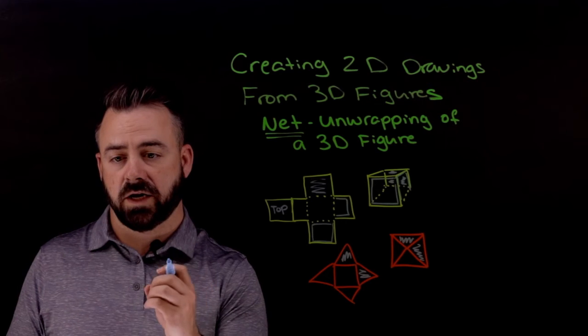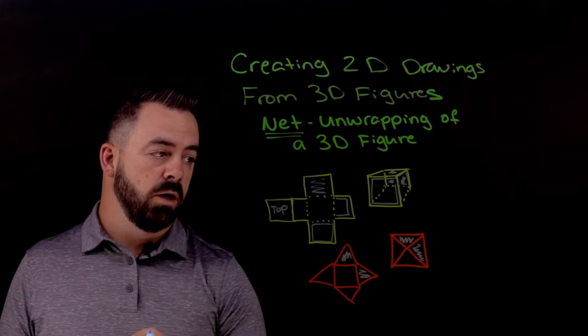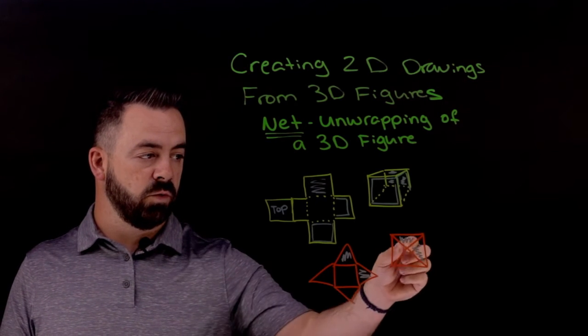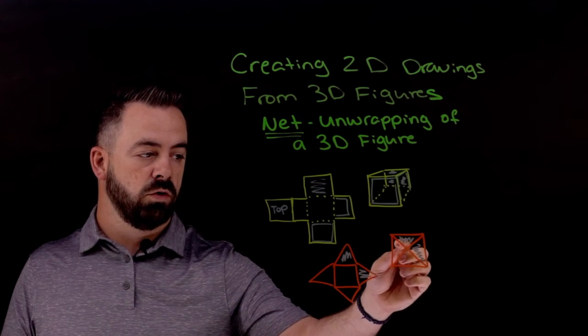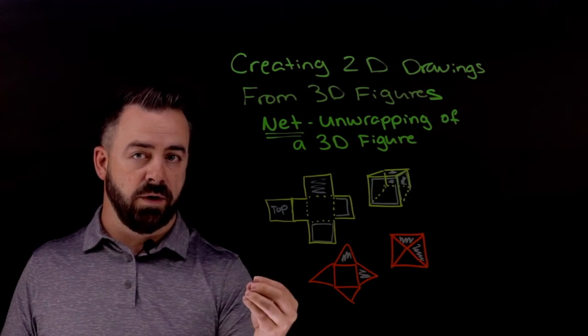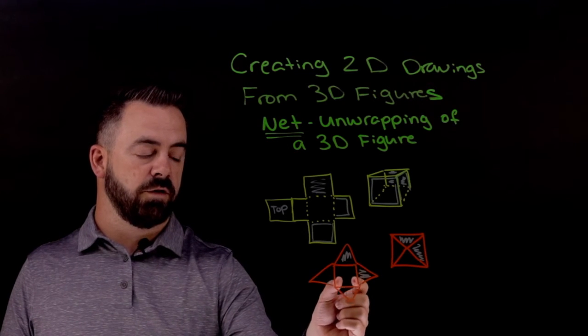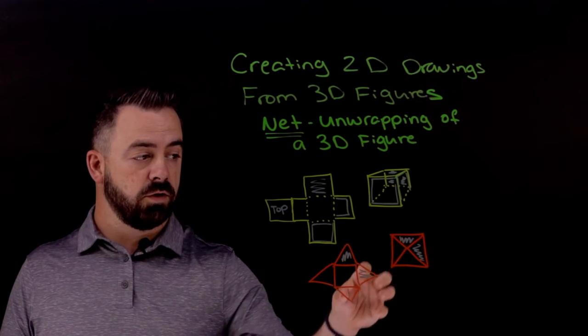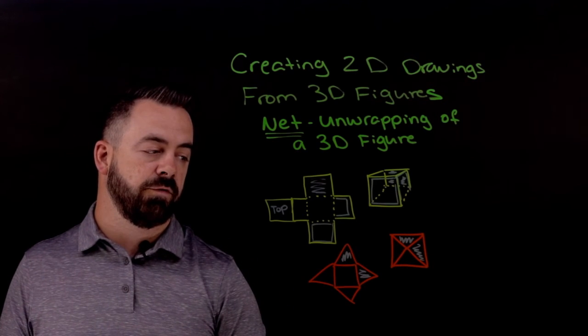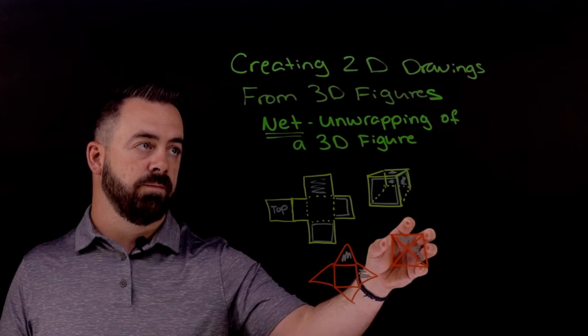Now I said that this is going to help us with surface area, because what we want to do is find the surface area of each triangle, add them up, and then find the surface area for the base, add everything together, and that's going to be the surface area for this pyramid.